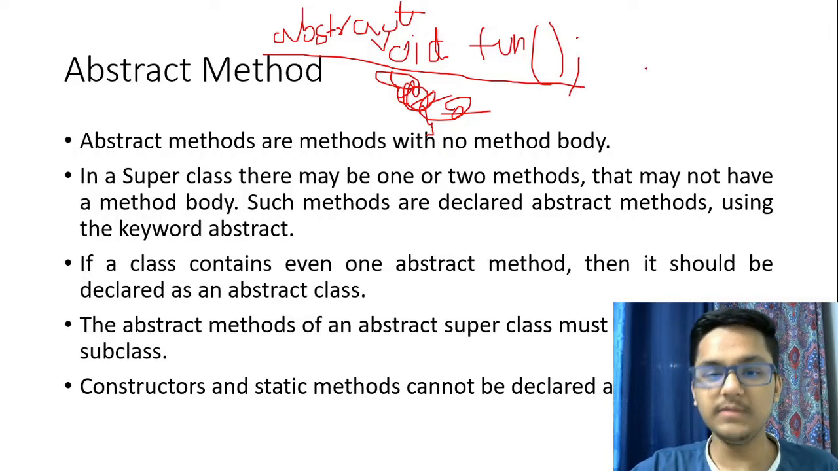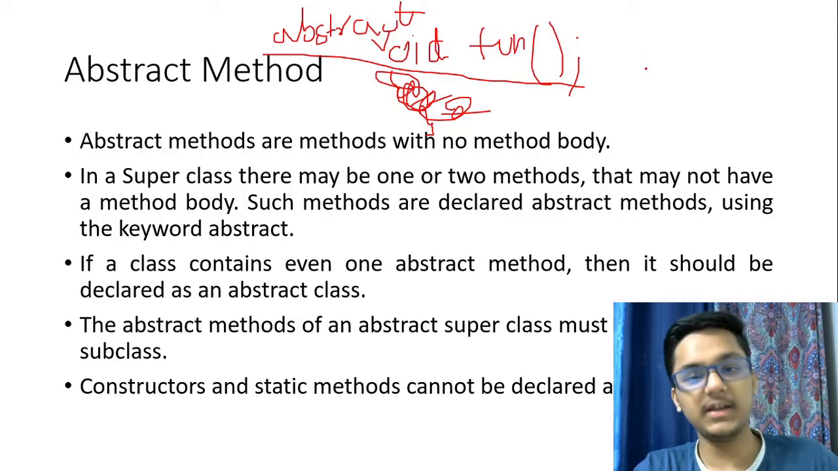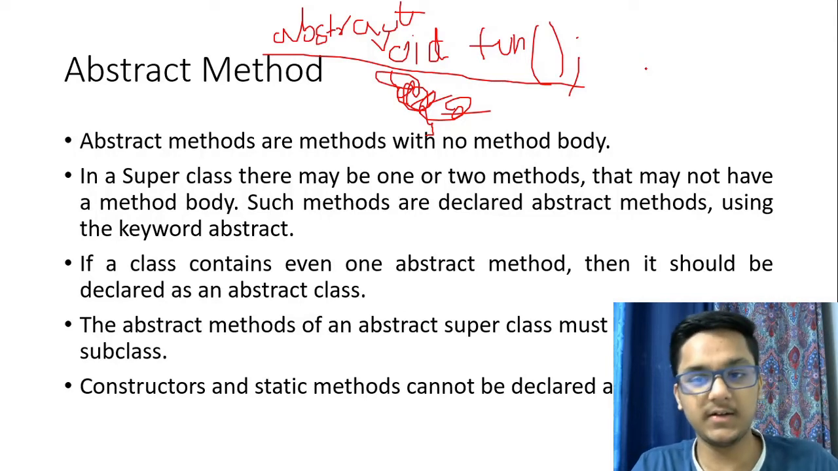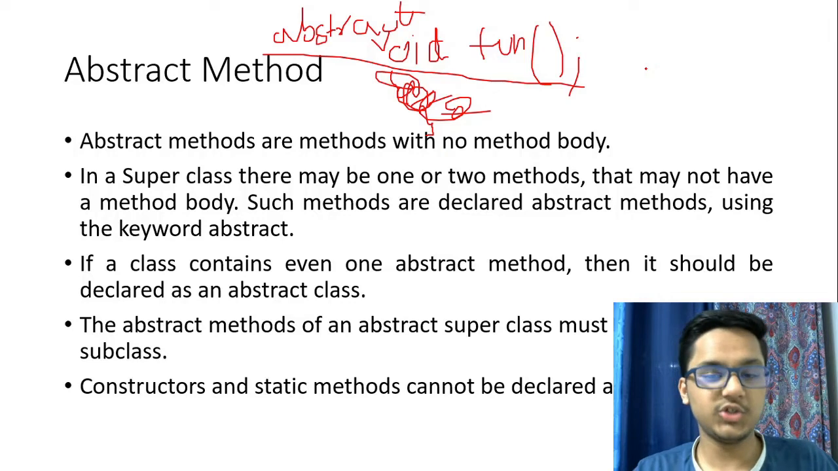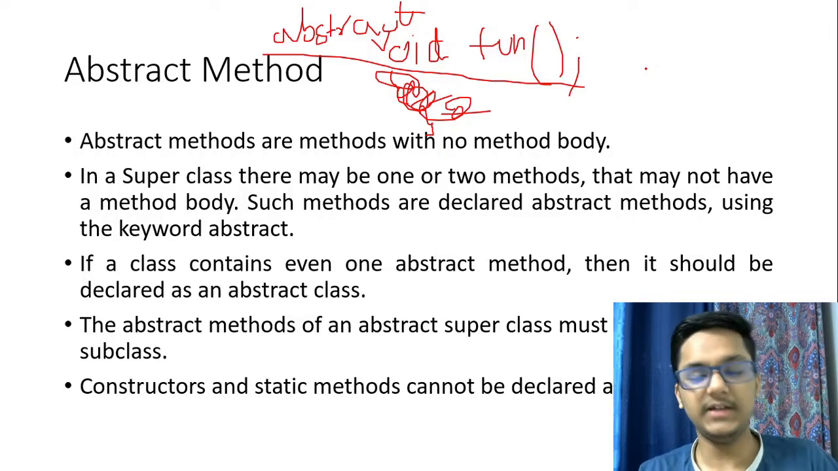So the child class will actually have the method fun, which will be non-abstract, and will have a body in that function. So the use is the parent abstract class will tell the programmer that in the child class this method needs to be redefined. So this is the use of an abstract class and an abstract method.